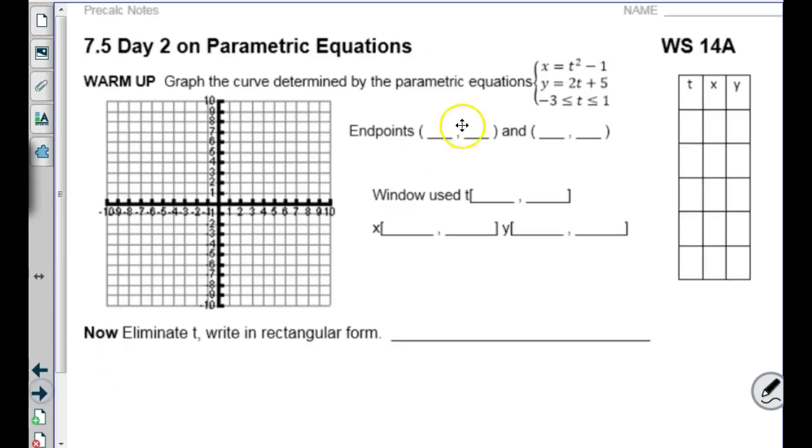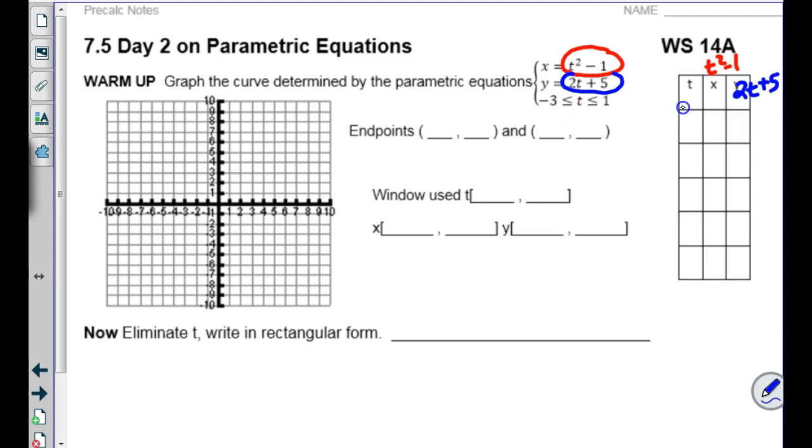So at the top of 14a, we have this question, and because Maggie was gone yesterday, we're going to go over this a little bit. X equals t squared minus 1 means to find all the x values, we're going to use that rule of t squared minus 1. And then for y, it says 2t plus 5. To find out all the y values, we're going to put them into 2t and add 5.